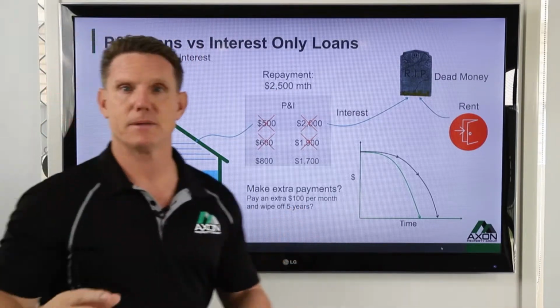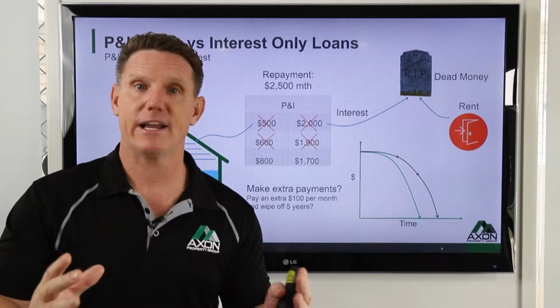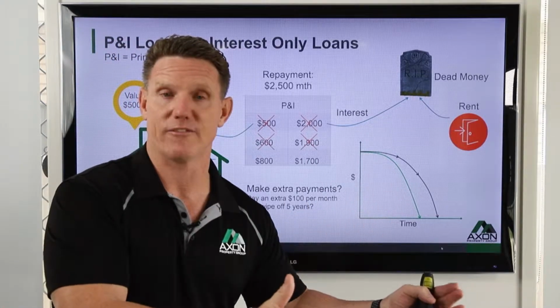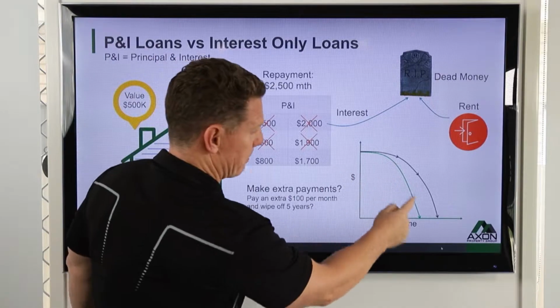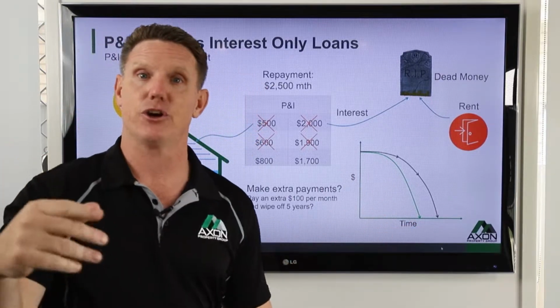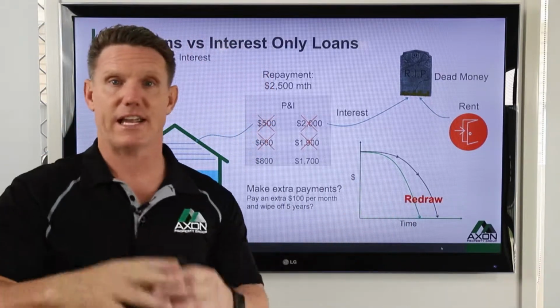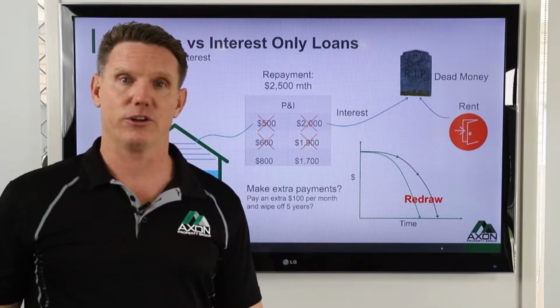Here's an interesting concept. Some of you might have heard about, what if I pay an extra $100 off my home loan every month? What that's going to do is bring your home loan down quicker, and you're going to inject some redraw funds into your loan because you're effectively paying it off a little bit quicker.